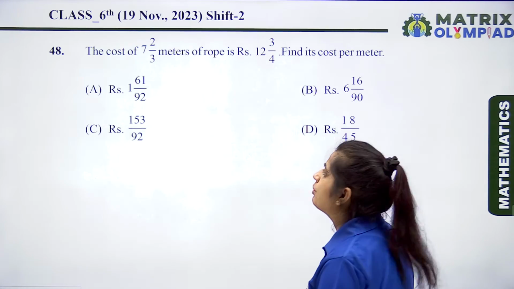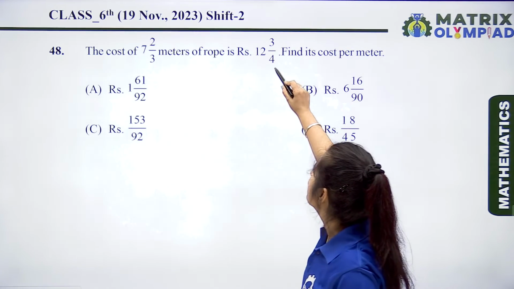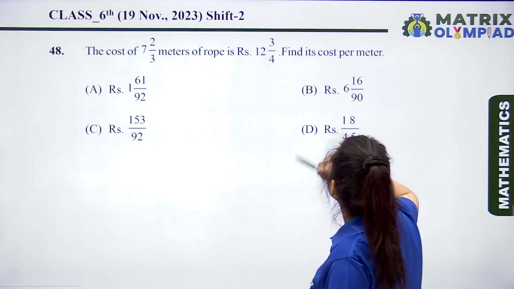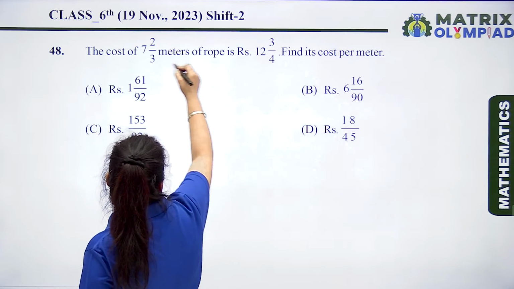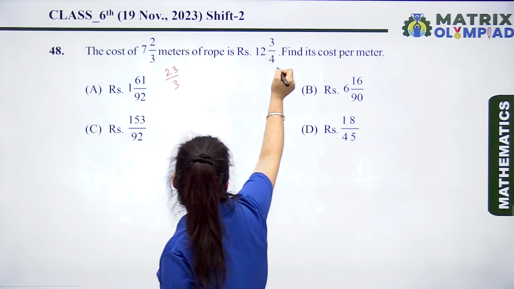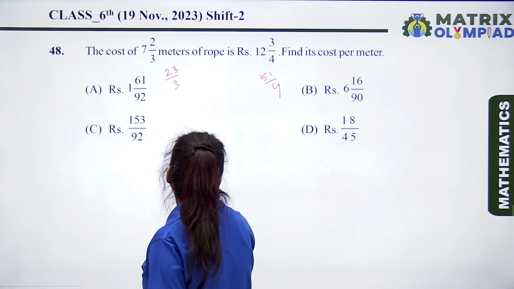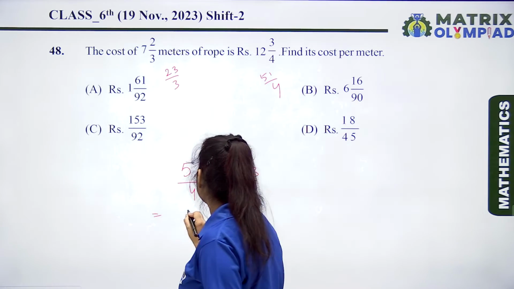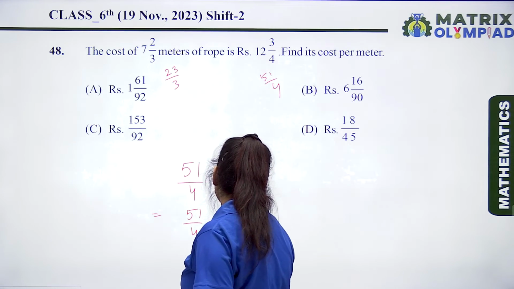Now the next question is question number 48. The cost of 7.2 upon 3 meters of rope is rupees 12.3 upon 4. Find its cost per meter. So here let's find out the cost. This will become 23 upon 3 and this is 51 upon 4. So let's find out the cost. 51 upon 4 divided by 23 upon 3. So here we get 51 upon 4 multiplied by 3 upon 23.